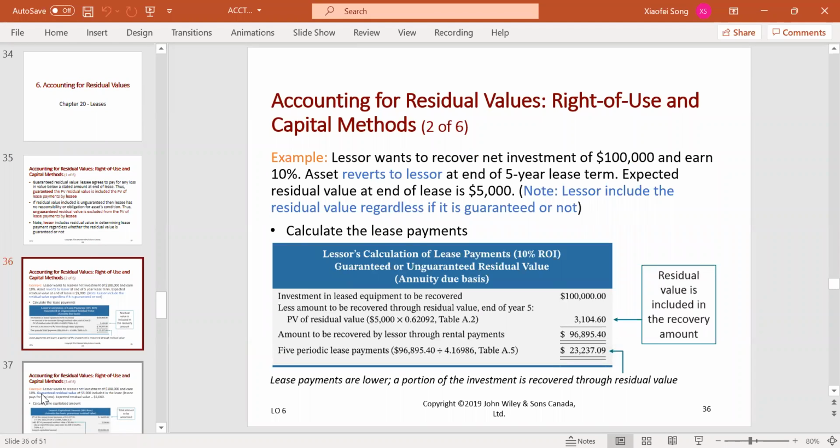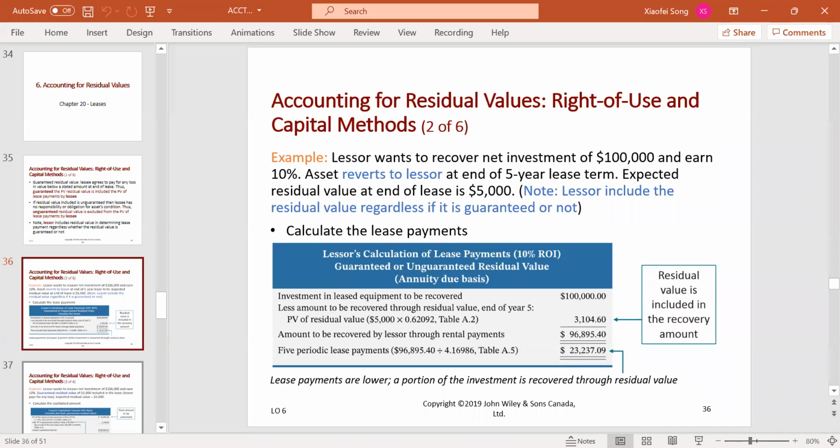The lessor wants to recover a net investment of 100,000 and earns 10%. The asset reverts to the lessor at the end of the 5-year lease term. The expected residual value at the end of the lease is 5,000, expected but not guaranteed. So the lessor will consider this residual value in their calculation. It doesn't matter if it's guaranteed or not.